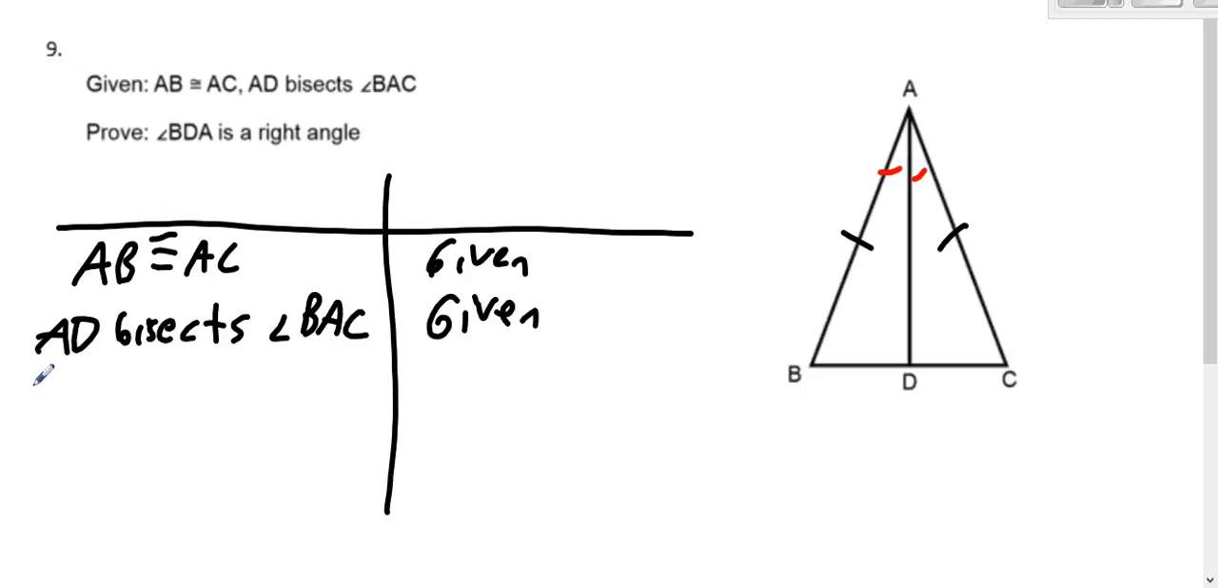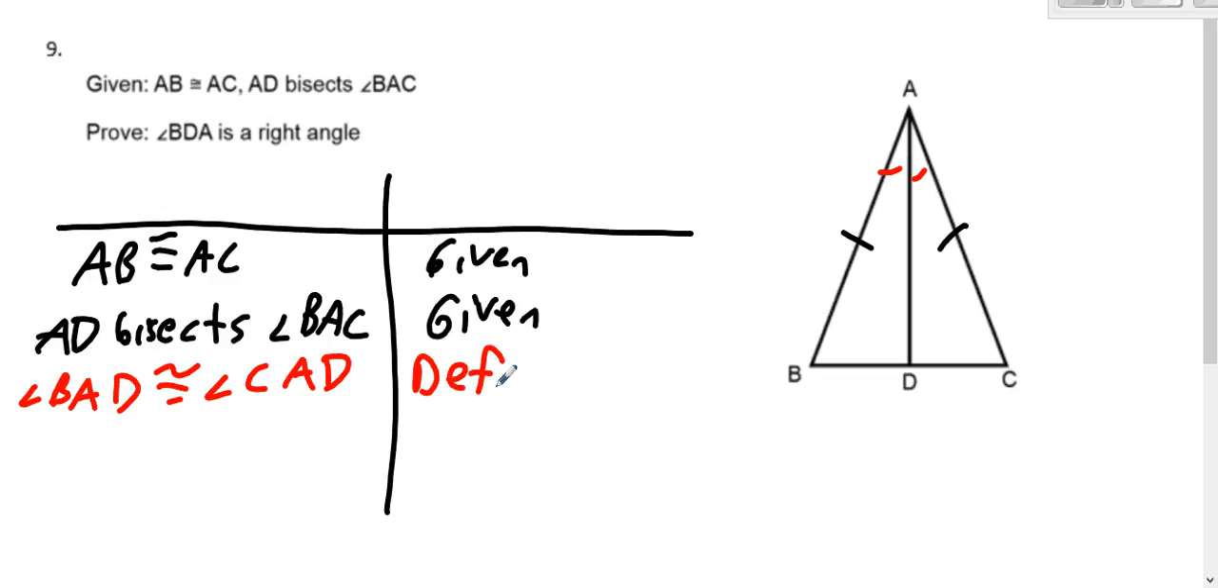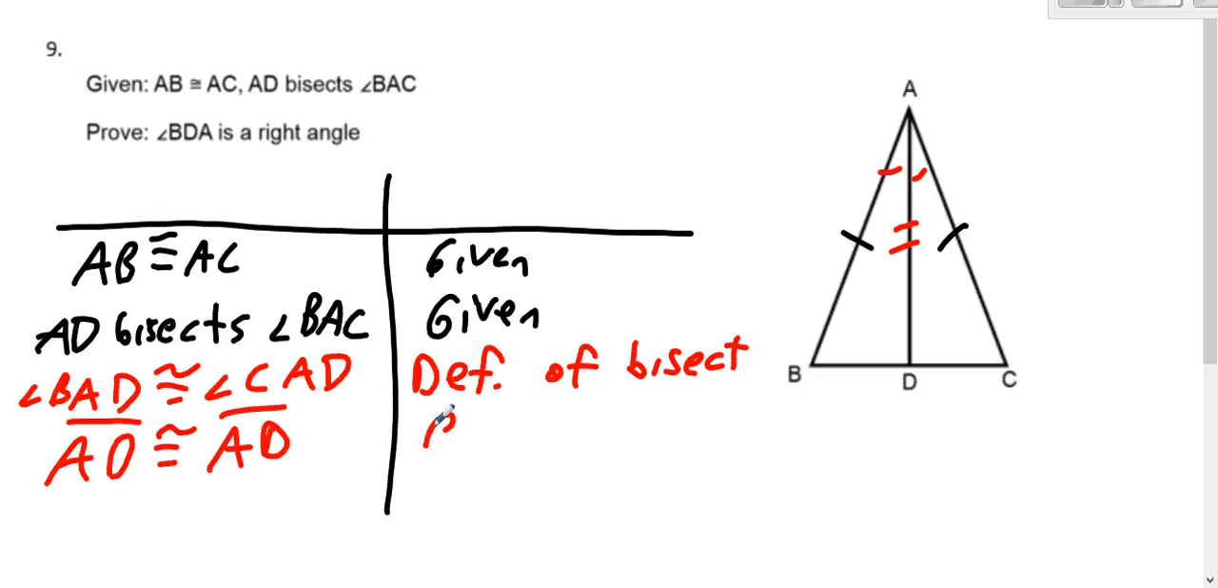Angle BAD is congruent to angle CAD. And we got that because we were talking about the word bisect, so that's the definition of bisect. Additionally, if we're looking at this as two separate triangles, they both have AD there in the middle. AD is congruent to AD. That's reflexive property.